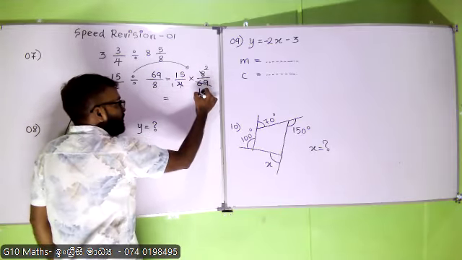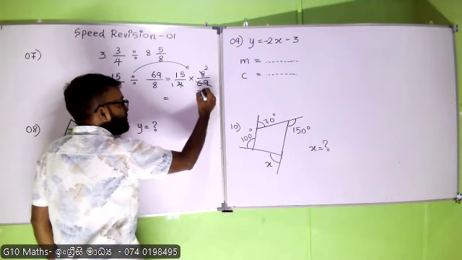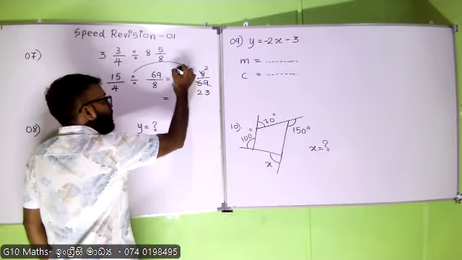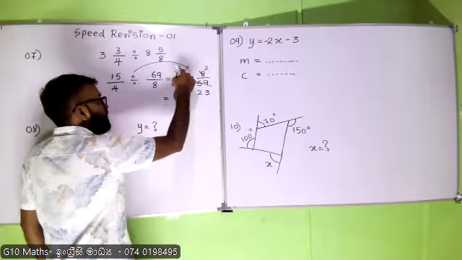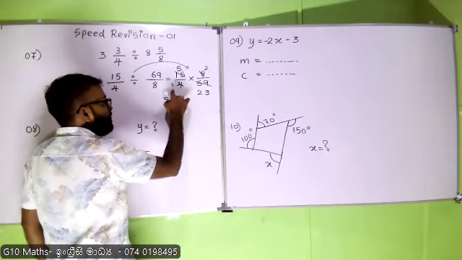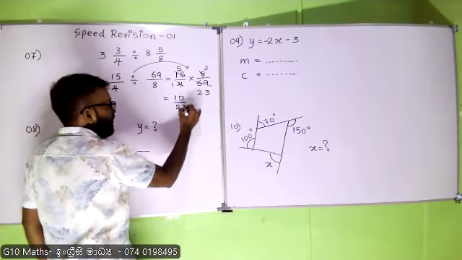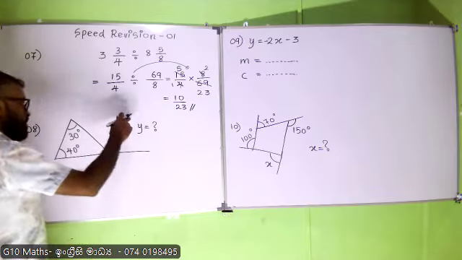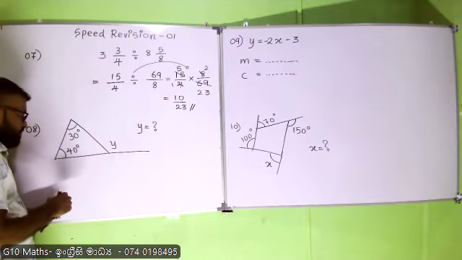3 times 2, 6. 3 times 3, 9. 3 times 5, 15. So in the numerator, 5 times 2, 10. Denominator, 1 times 23, 23. So this should be your answer, 10 upon 23. Now, how are we going to find y?